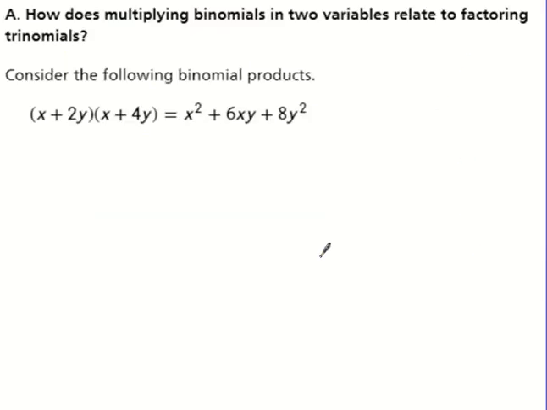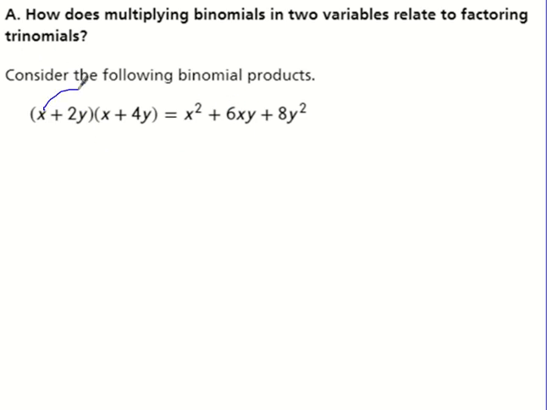All right, so this is how does multiplying binomials in two variables relate to factoring a trinomial. It said consider the following binomial products. Factoring this with two variables is actually no different than factoring it if it was not double variables. If we notice, it's just xy in the middle, y squared, x squared. So we almost just ignore those again. I'm still looking for what multiplies to this and adds to this.